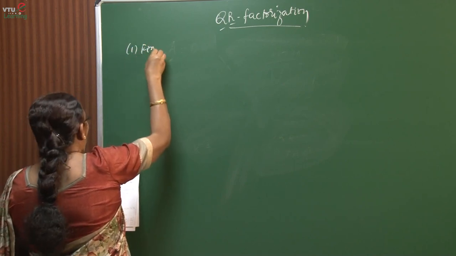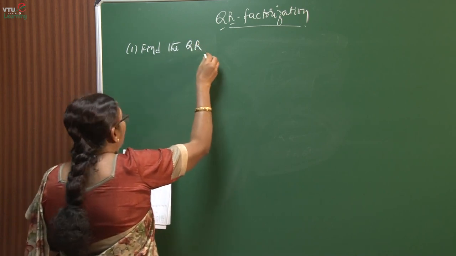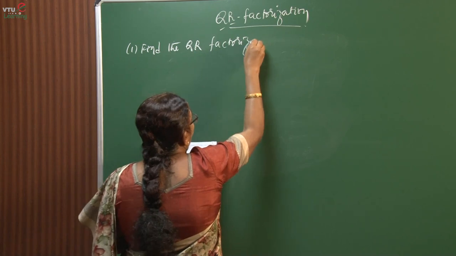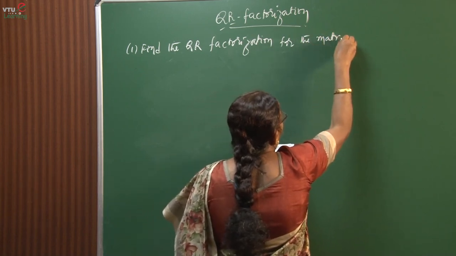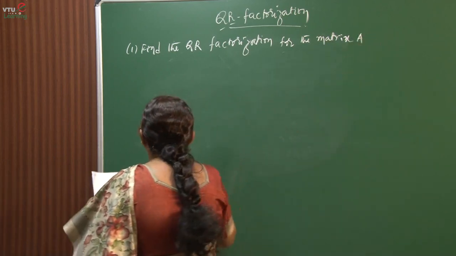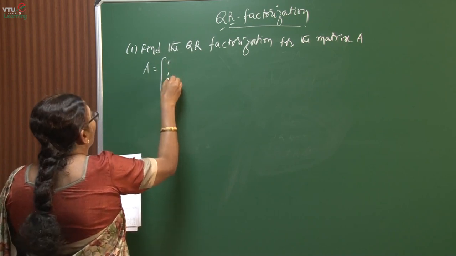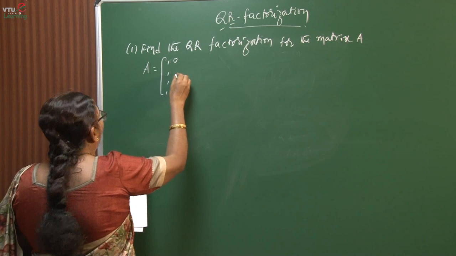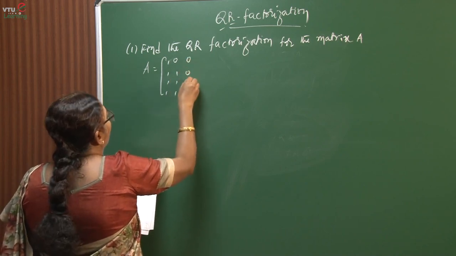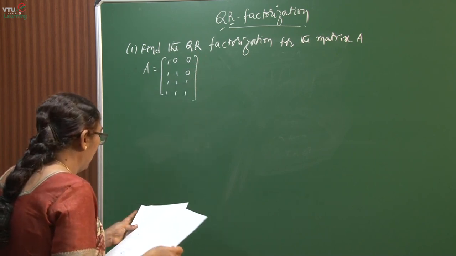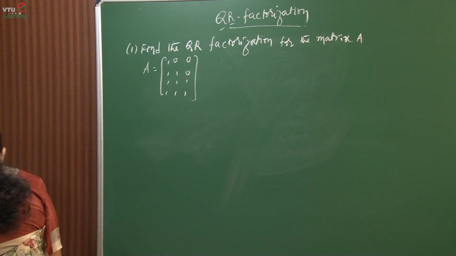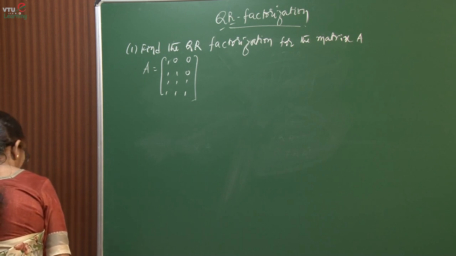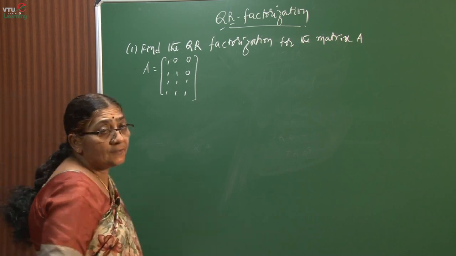Find the QR factorization for the matrix A, capital A equals 1 1 1 1 0 1 1 1 0 0 1 1. This is the matrix they have given. QR factorization, they have given here. Okay, this is our QR factorization.